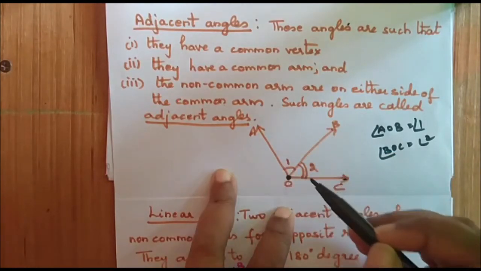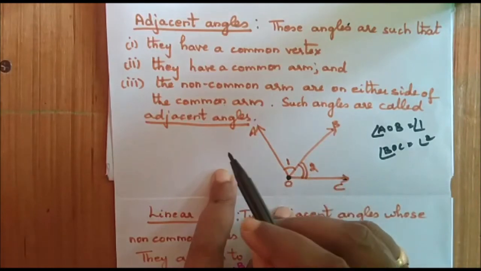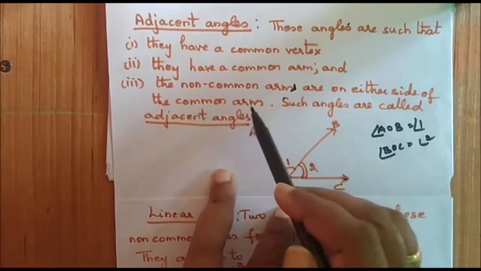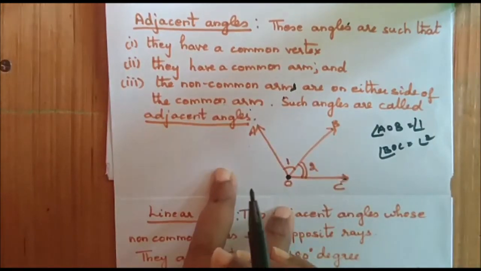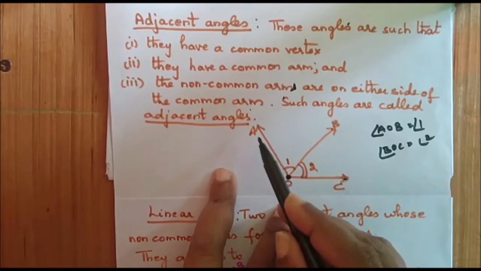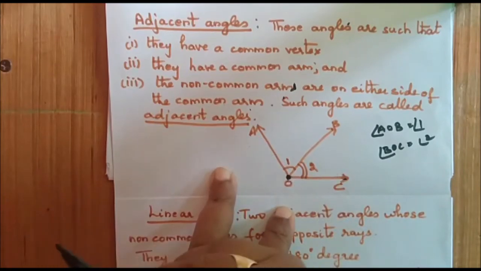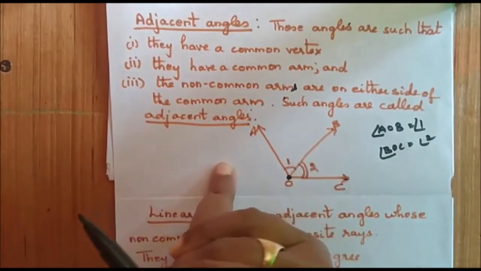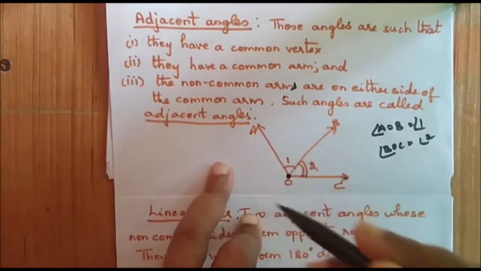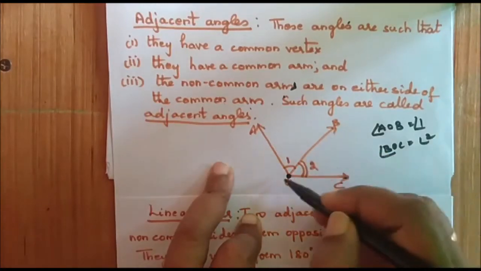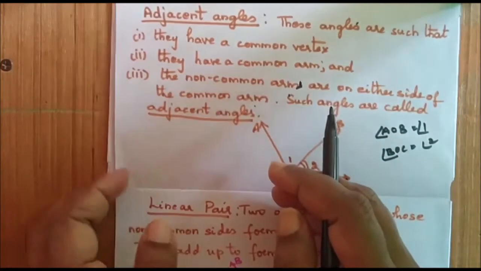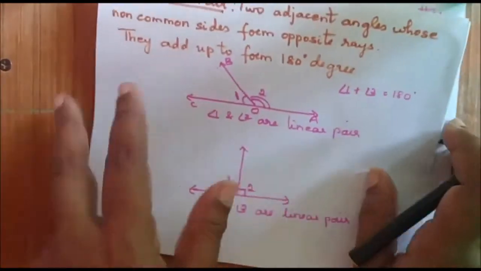So they have a common vertex, they have a common arm. And the non-common arms are on either side of the common arm. So which are the non-common arms? OC and OA are the non-common arms and they lie on either side of the common arm. I hope you got it. So these two angles, angle AOB and BOC, are called adjacent angles. This is a very important part which you have to understand well. Okay. Now we'll go to the next topic.